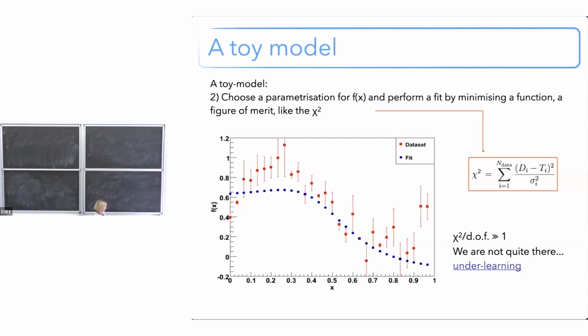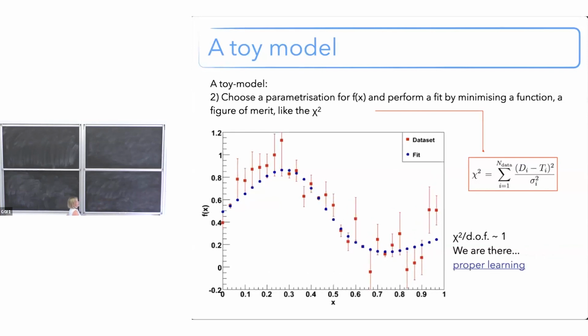And if I start training my parameterization, actually here I did it with a neural network, you can see that here, this is my fit, and these are the data. You're not quite there. And you see it because the chi-square per degree of freedom is much larger than 1. So this is an example of underlearning. When you're here, you have kind of learned your function, okay? So this is an example of proper learning. So you're going through the data with all the statistical fluctuation of the data.